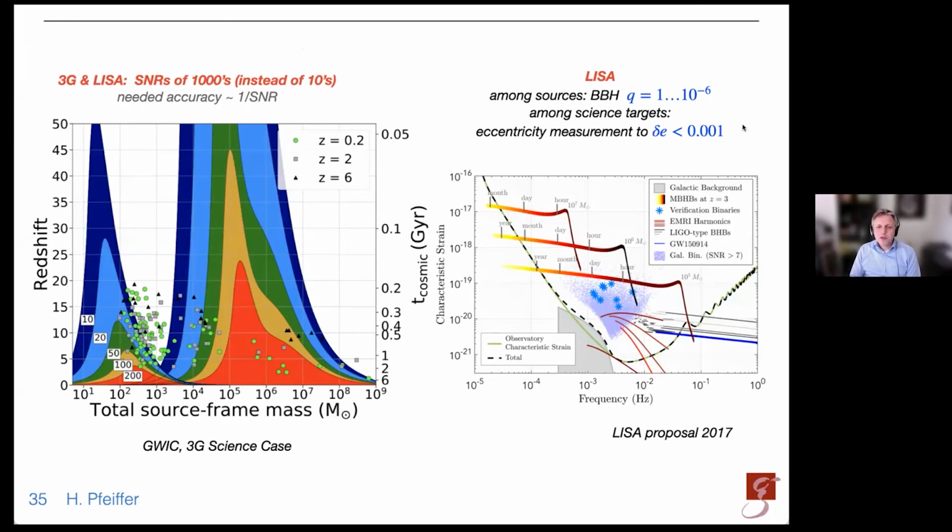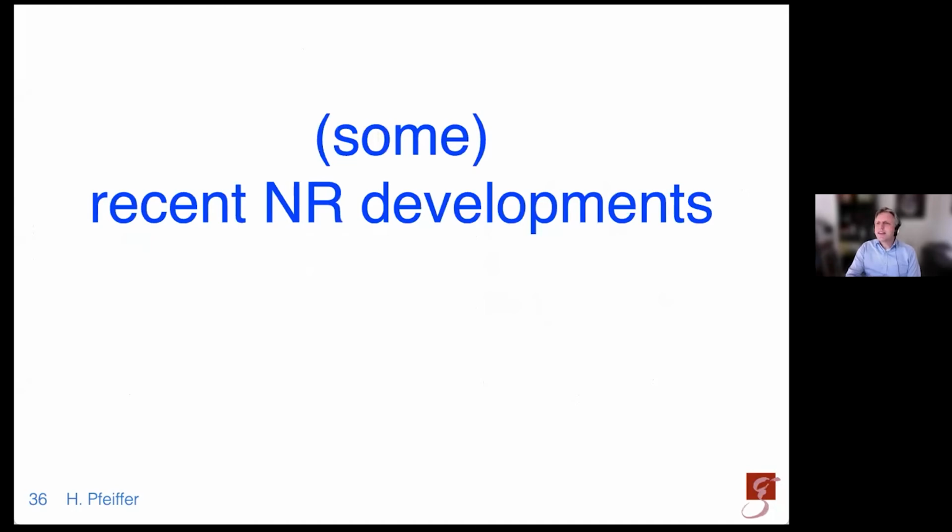And one science target that actually quite scares me of LISA is the goal of measuring eccentricity to 0.1% accuracy. And this is really challenging and needs a lot of work on the eccentric waveform modeling going forward. So let me highlight in my last 15 minutes or so of my talk some of the recent NR developments. I apologize, I have been running over time, so I'll have to skip some things.